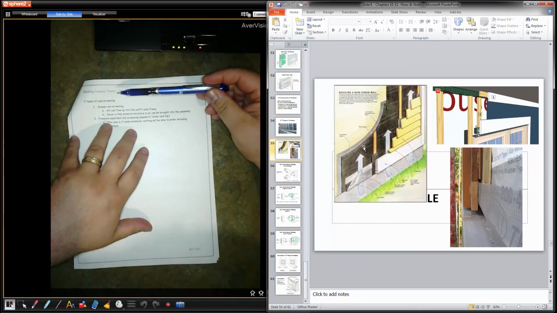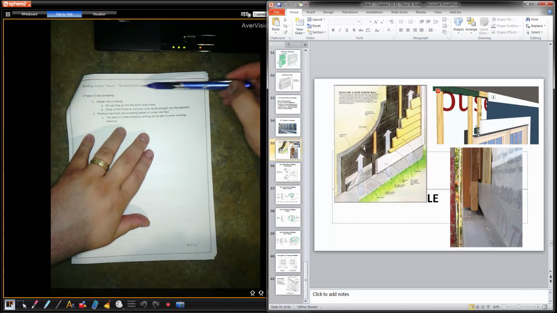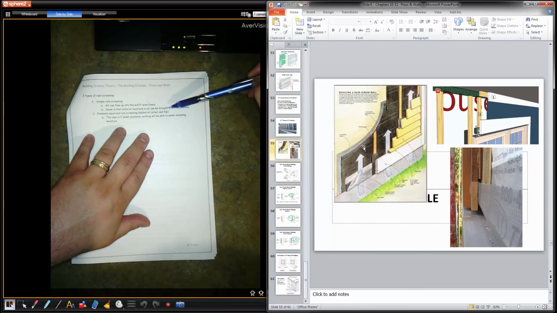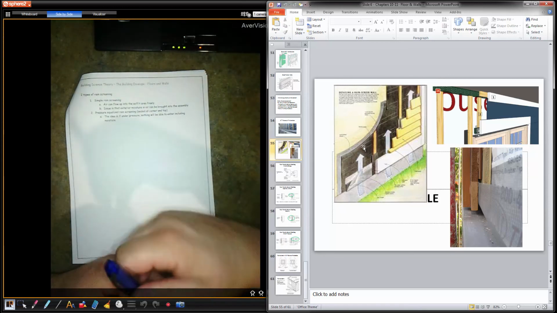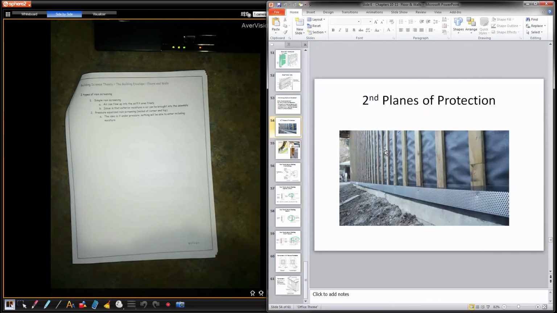Two types of rain screening: simple rain screening, so air can flow up into the soffit area freely. The issue is that exterior moisture and air can be brought into the assembly, so brought into the attic. That's one problem. So pressurized, equalized rain screening is sealed at the corners and on top. The idea is, if under pressure, nothing will be able to enter, including moisture. So if it's a negative pressure, one hole only, nothing can go in. So that's kind of another way to look at it.